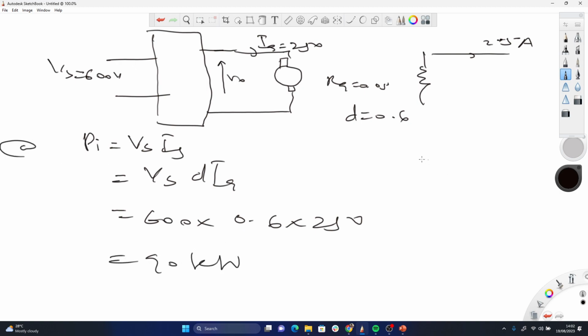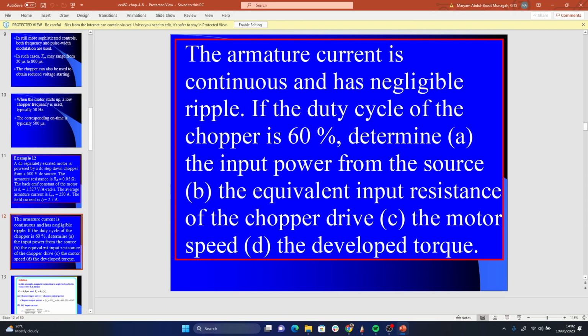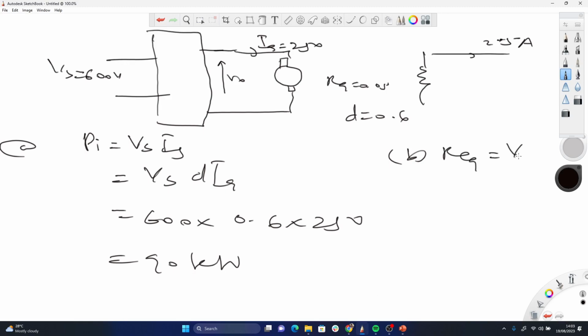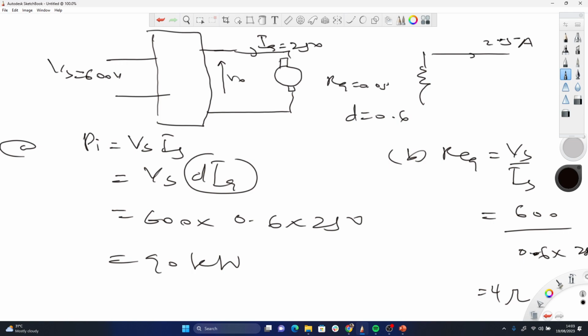That's the A. The B says find the equivalent input resistance of the chopper. So the R equivalent is Vs over Is, and Is is delta Ia. So that's 600 over 0.6 times 250. That's 4 ohm. This part is more about formula. If you take the rectifier part and the second part, this part is formula work. First, know the formula, understand where it's coming from, how it applies to the speed control. Then you can work around it.